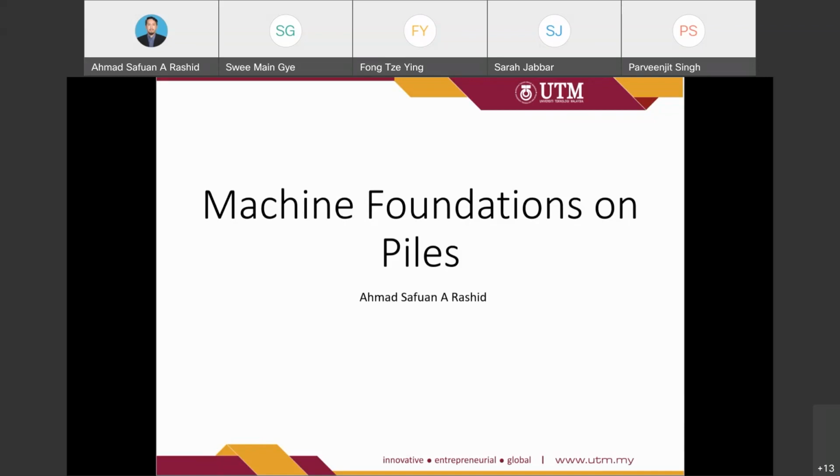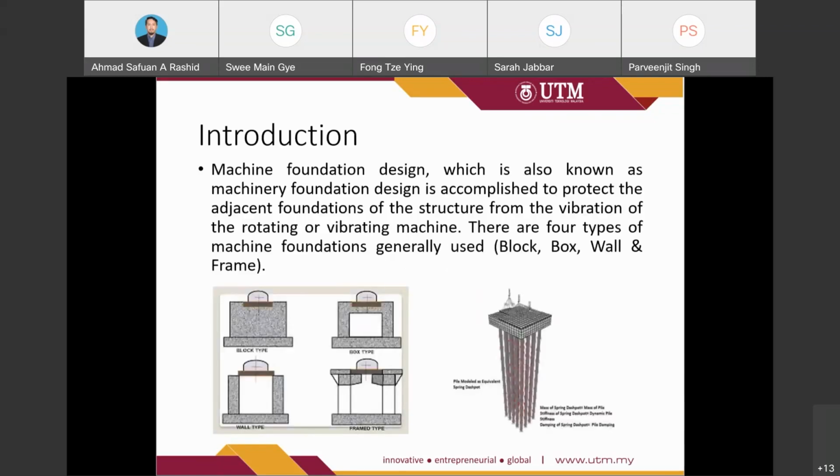So we will look at two types of pile, which are end bearing, and the other one is friction. And for the friction, we will discuss a group of columns. As an introduction, machine foundation design, which is also known as machinery foundation design, is accomplished to protect the adjacent foundation of the structure from the vibration of the rotating or vibrating machines.